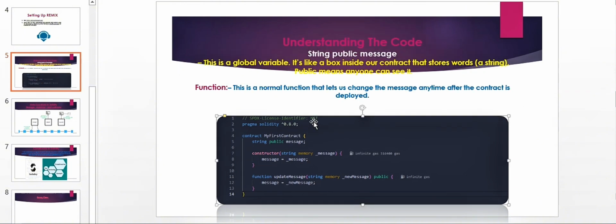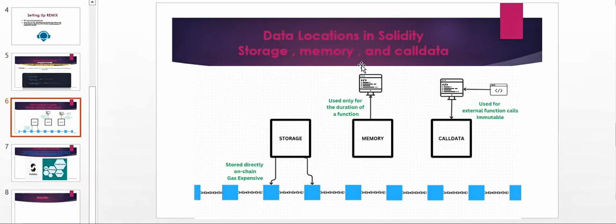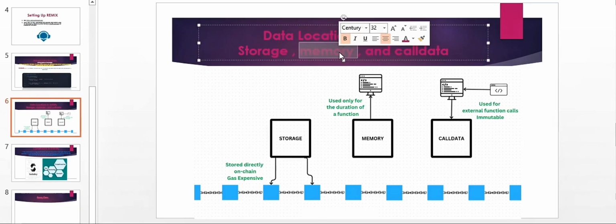Now, you might be thinking, why did we write string memory message in our constructor instead of just string message? In Solidity, whenever we use complex data types like strings or arrays, we have to tell the compiler where that data will live while the function is running. This is called a data location. There are three main data locations in Solidity.